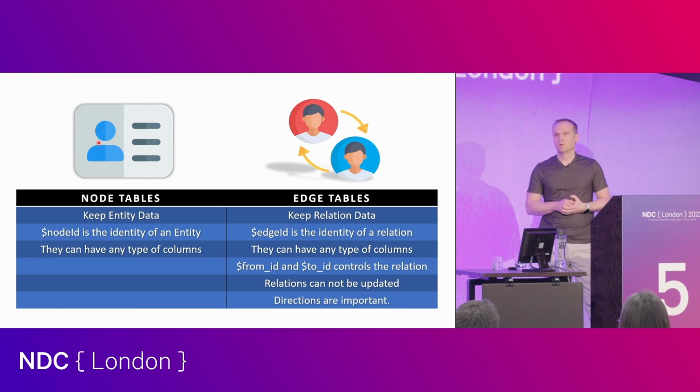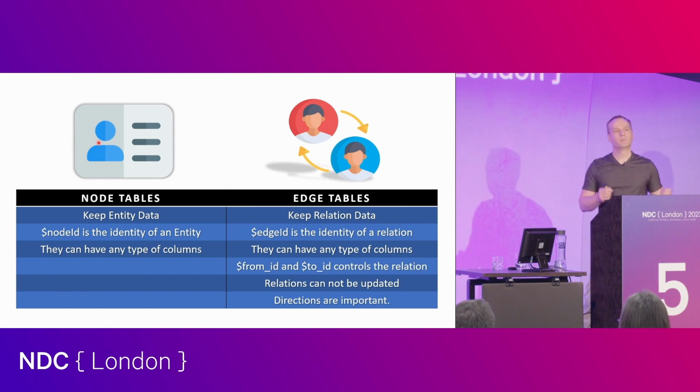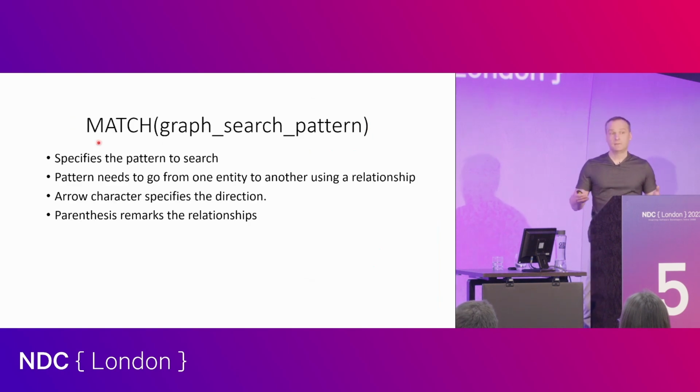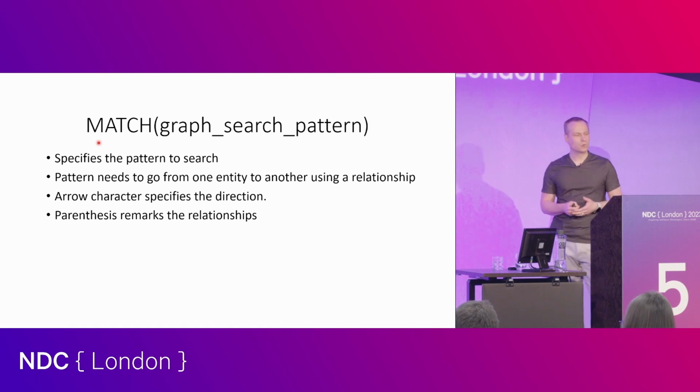Directions are important. As I said before, Alec likes Anna. It doesn't mean that Anna likes Alec back. So the direction is going to be important. The way that you are inserting the data and querying the data is important for graph database tables. As I said before, you still need to use T-SQL.